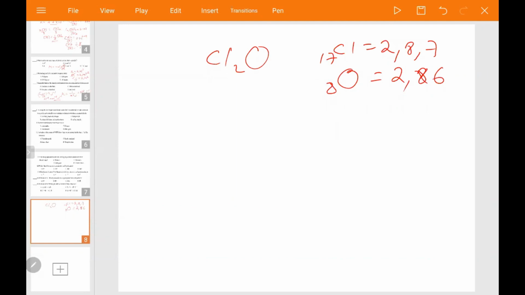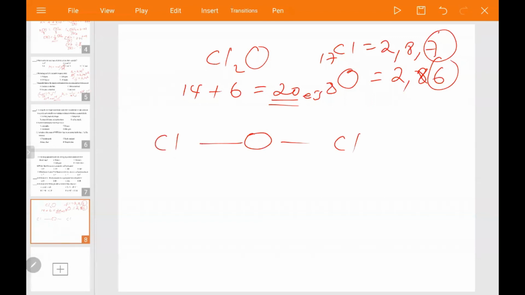Then we use only the valence electrons. The first step in drawing the Lewis structure is calculating the valence electrons. Here in Cl2O there are 2 chlorines, each with 7: 2 times 7 is 14, plus for a single oxygen we have 6. Together there are 20 electrons for drawing the Lewis structure. As usual, the central atom is oxygen, with chlorine on each side. This is the skeletal structure.